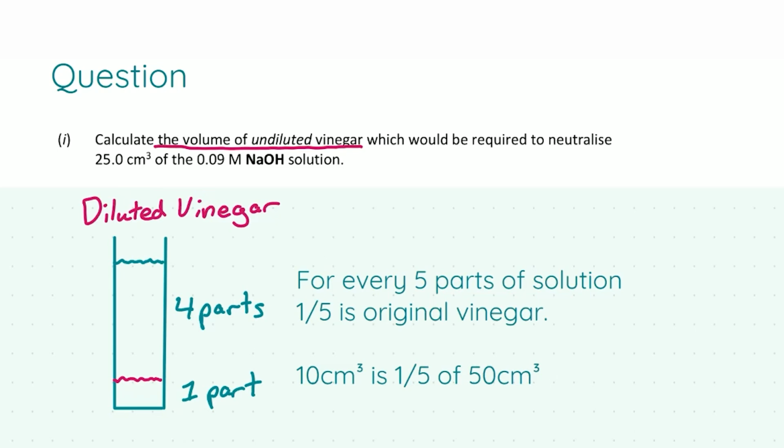So when the vinegar is diluted like this, when there's 1 part of the total 5 parts, you can say that has a dilution factor of 5. So that means that there's 1 part out of the 5. If instead of using a 50 centimeters cubed volumetric flask, we used a 100 centimeters cubed volumetric flask, it would be a dilution factor of 10, because 1 part of the 10 parts of solution is the original vinegar.